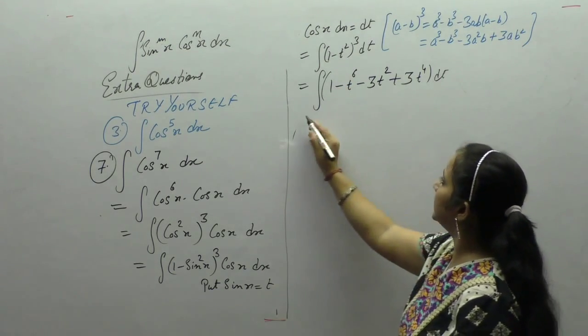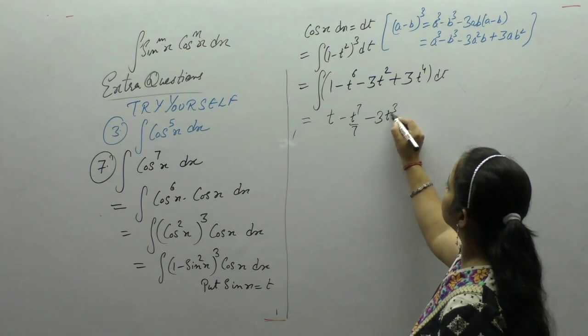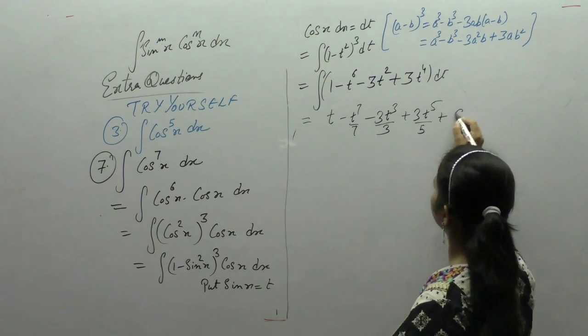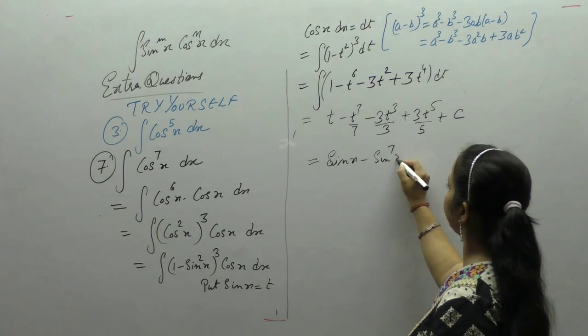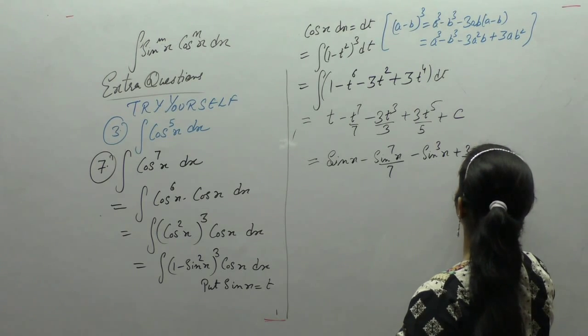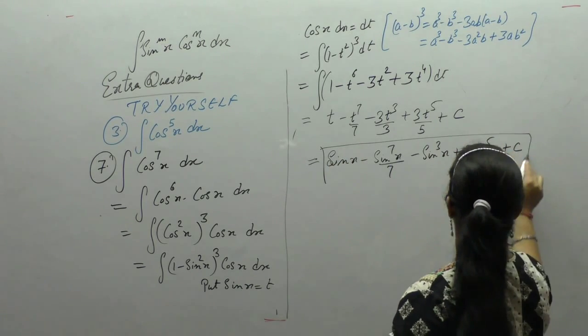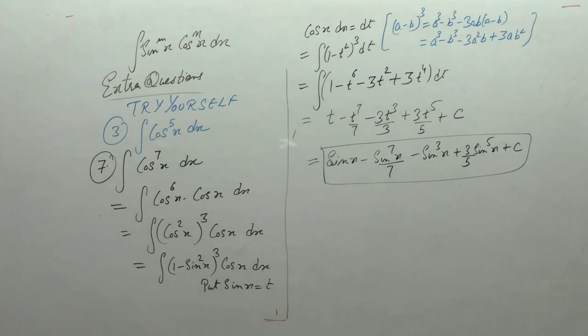Now apply the power rule here. Integral of 1 is t, t to the 6 is t to the 7 upon 7, 3t cube upon 3, plus 3t to the 5 upon 5 plus c. And t here is sin of x. Sin x minus sin 7x upon 7 minus sin cube x plus 3 by 5 sin power 5 x plus c.